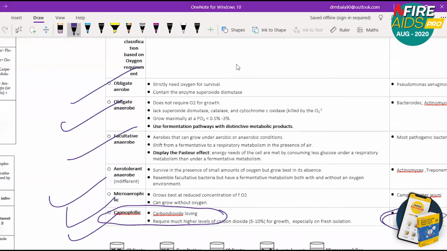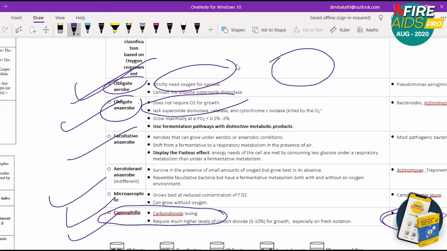Obligate means strictly they need oxygen. Aerobe means they need oxygen. Anaerobe means they don't need oxygen. When we grow this in culture, for obligate aerobes there has to be some air in the culture. That's very essential. Whereas for obligate anaerobe, the culture material should be devoid of air. That is very important.